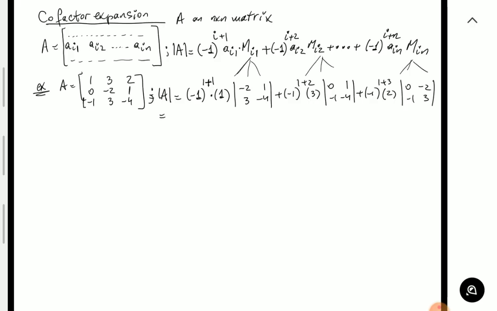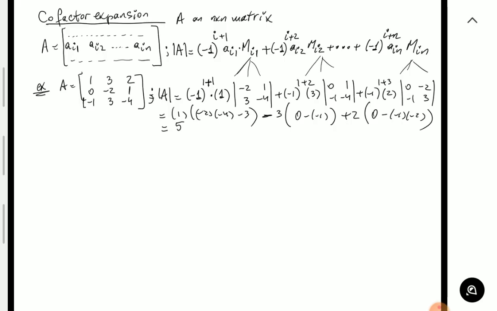So the first element, the signature element, is plus, because it's -1 to the 2, right? So it's going to be 1 times 1. So 1 times the determinant, -2 times -4 minus 3. And then the next one is going to be minus 3, because it's -1 to the 3. Determinant is 0 minus negative 1. And then finally plus 2. And the determinant is 0 minus negative 1 times negative 2. That's going to be in the end minus 4 over there, right? So that's 8 minus 3, that's 5.